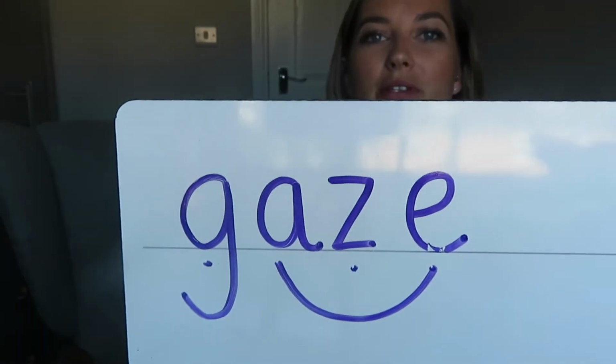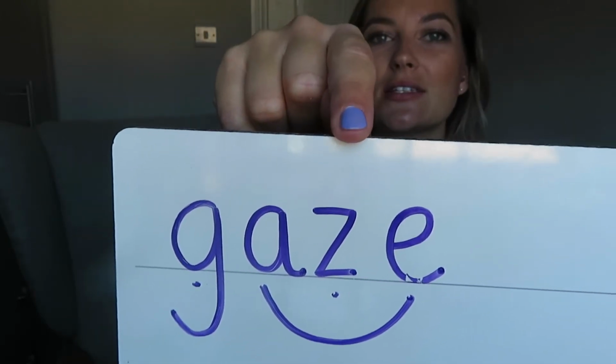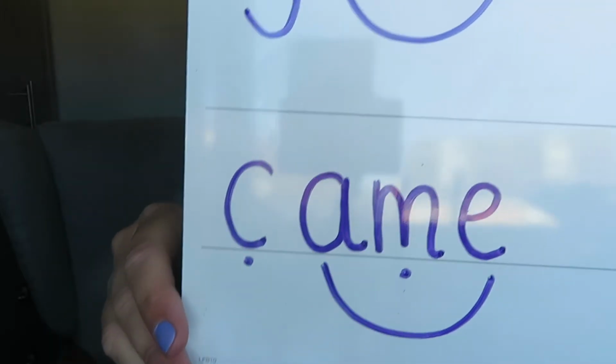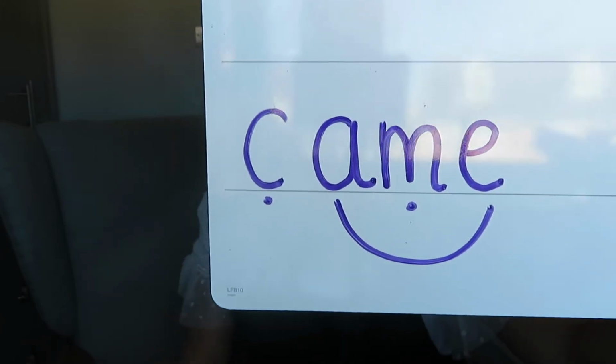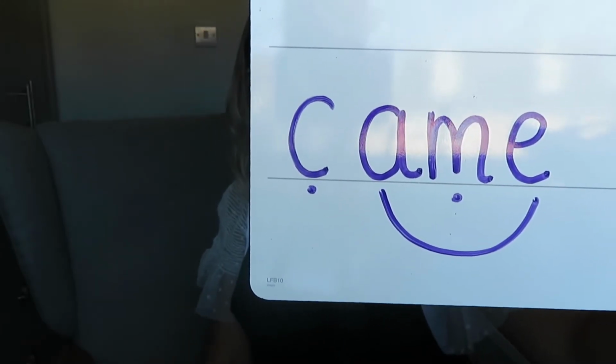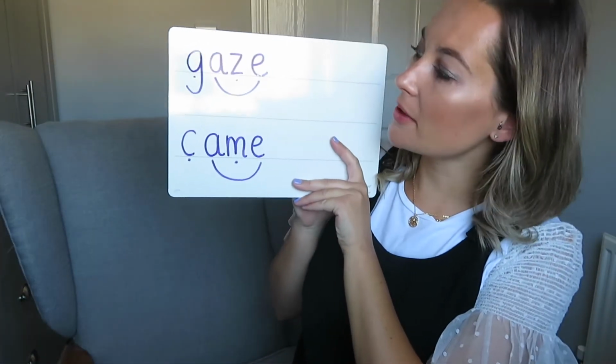Okay. Remember, I hope you have paused me if I was going too fast. Let's check our words together. So I'm going to show you mine. If your word looks like mine, just tick next to it. If it doesn't look like mine, pause the video and copy it. So the first word I asked you to write was gaze. So we've got g-a-z, gaze. The next word was came. K-a-m, came. So correct your work or simply give it a tick.